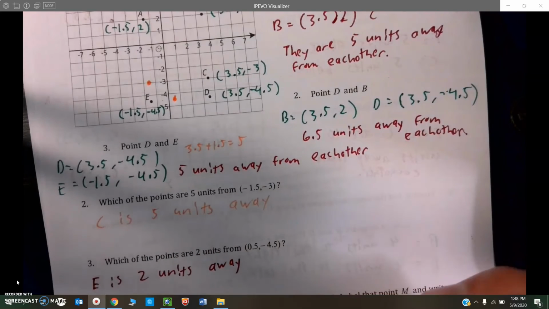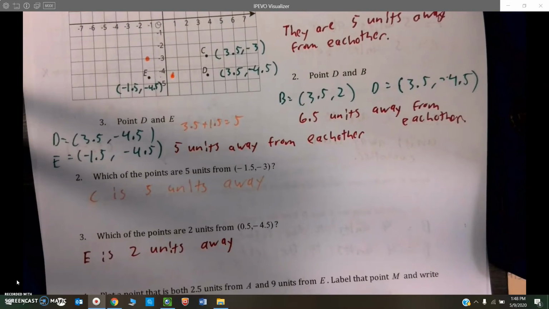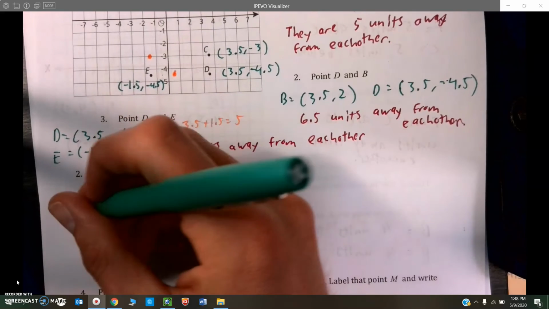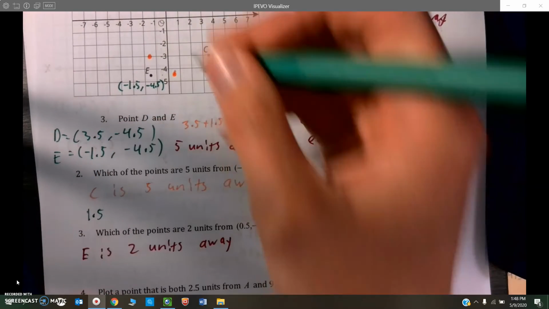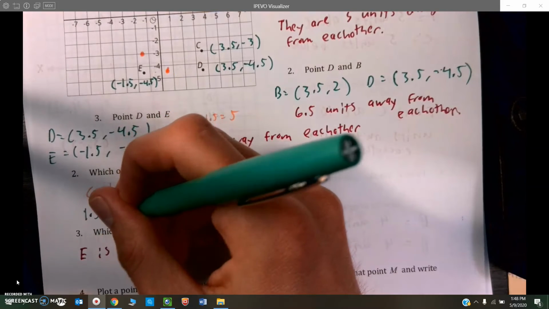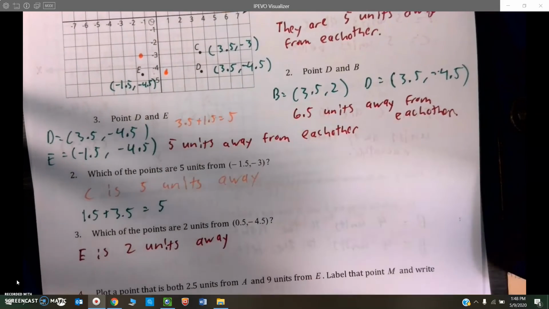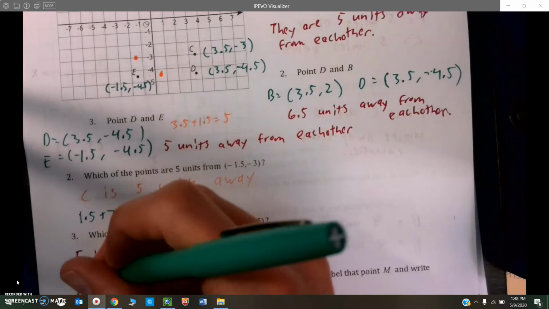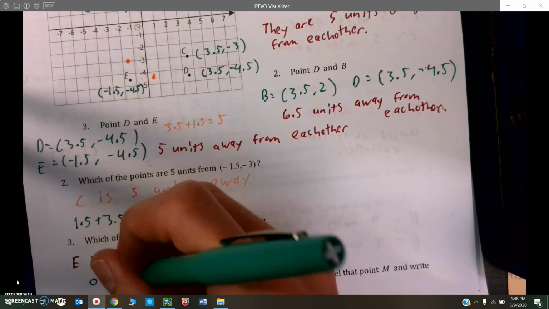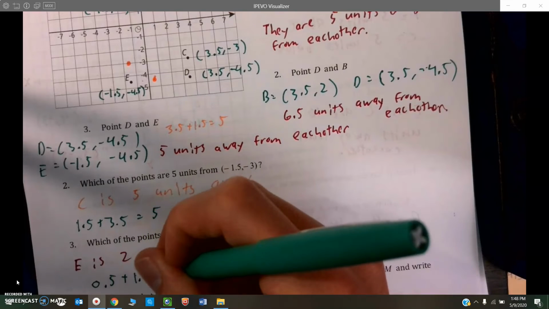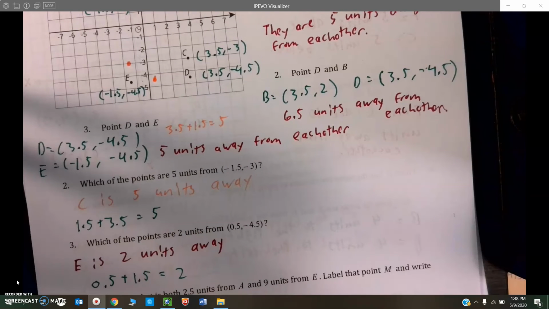And once again, if we look at those shared coordinates, same thing as this previous problem, we had 1.5 units to the left and 3.5 units to the right, and we put those together for a total distance of 5. And then down here, we had 0.5 to the right, and then 1.5 to the left, for a total of 2.